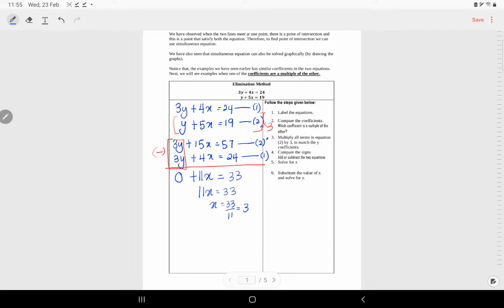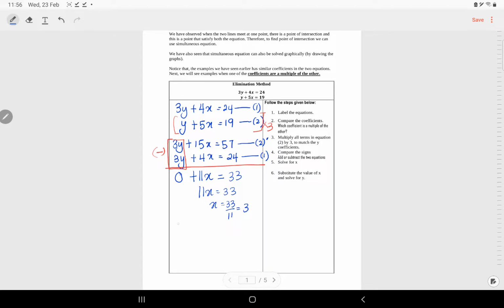So when you don't have coefficients that are similar, you try to make the coefficients similar by multiplying by the multiple. Here we can see that 3y and y are multiples of each other, so I multiply by the multiple, which is 3. And don't forget, you don't just multiply y by 3, it's the whole equation by 3. You don't do times 3 to the y only, because then it's not balanced. It's the whole equation.